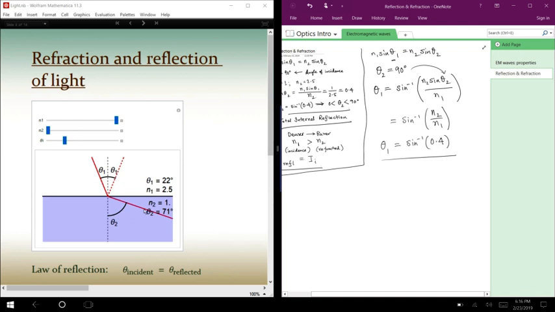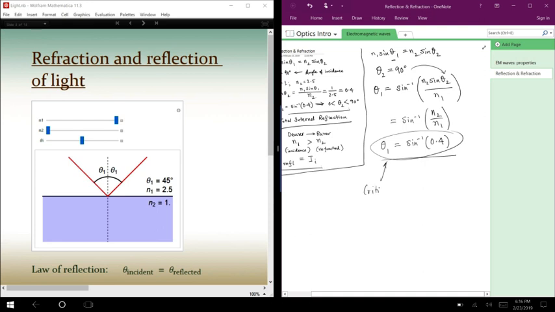So if refraction can't happen, the only thing that can happen is reflection. So that's why all of the light that is incident at the surface is going to get reflected, and that's what's going on in this kind of a scenario where the angle theta 1 is larger than sine inverse of 0.4, right? Often this angle that we found over here is called the critical angle, right?